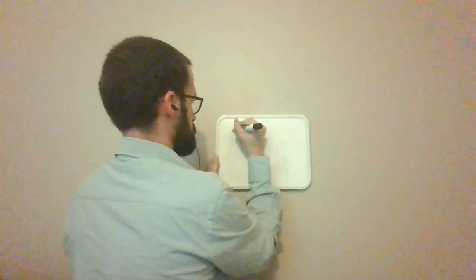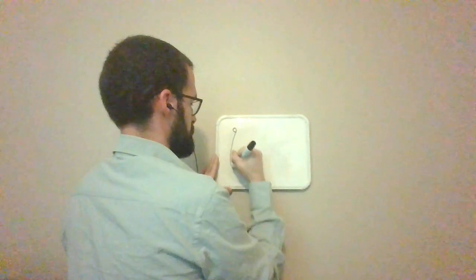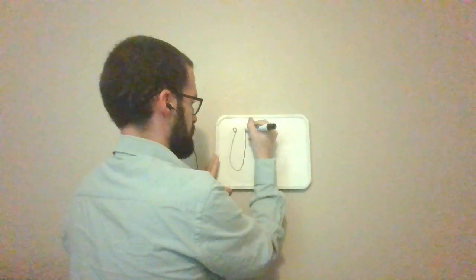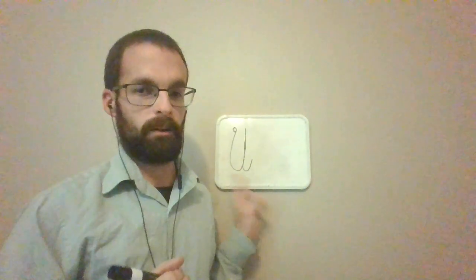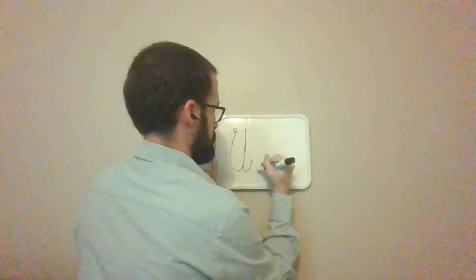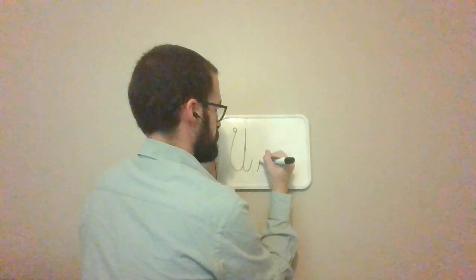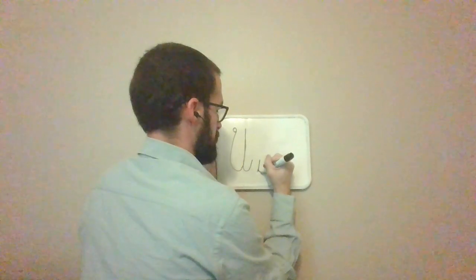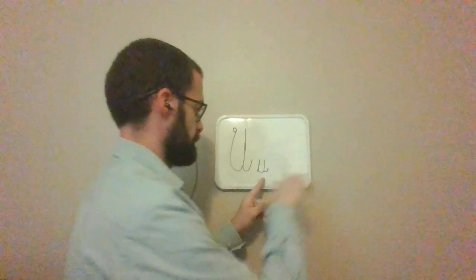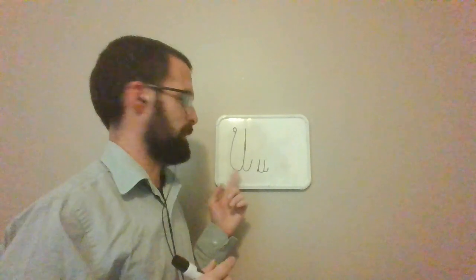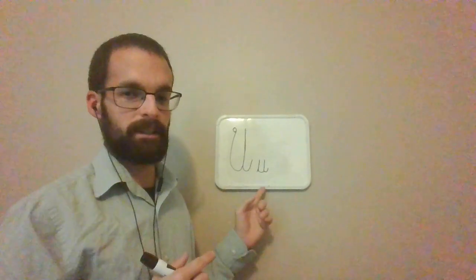Alright, so now we're going to do the U. Make a little circle at the top, come down, up and over, and you got yourself an uppercase U. For the lowercase, come up, come back down, go back up again, and just leave a little swirl right there. As you can see, we got the uppercase and the lowercase U.